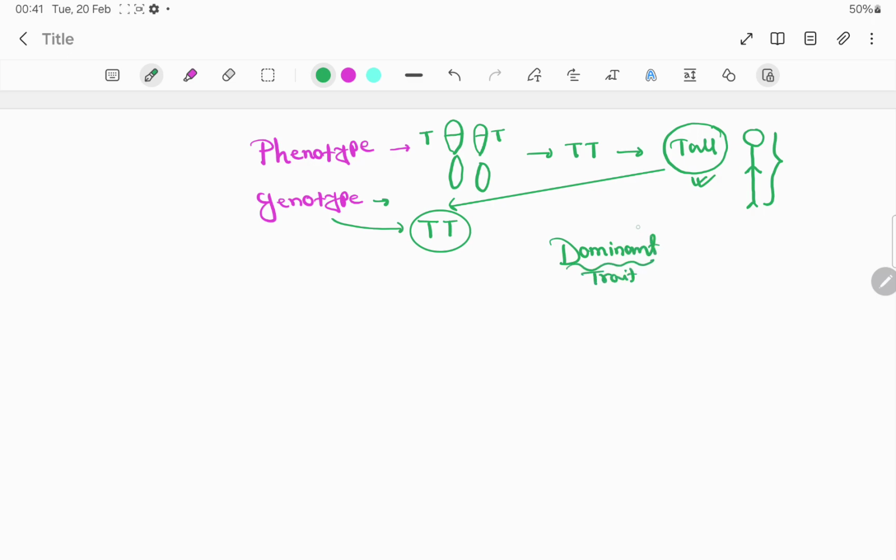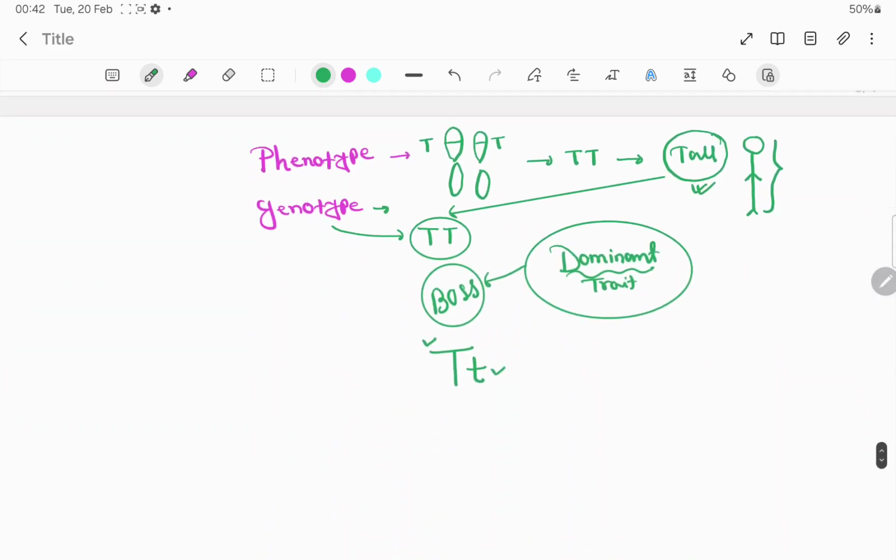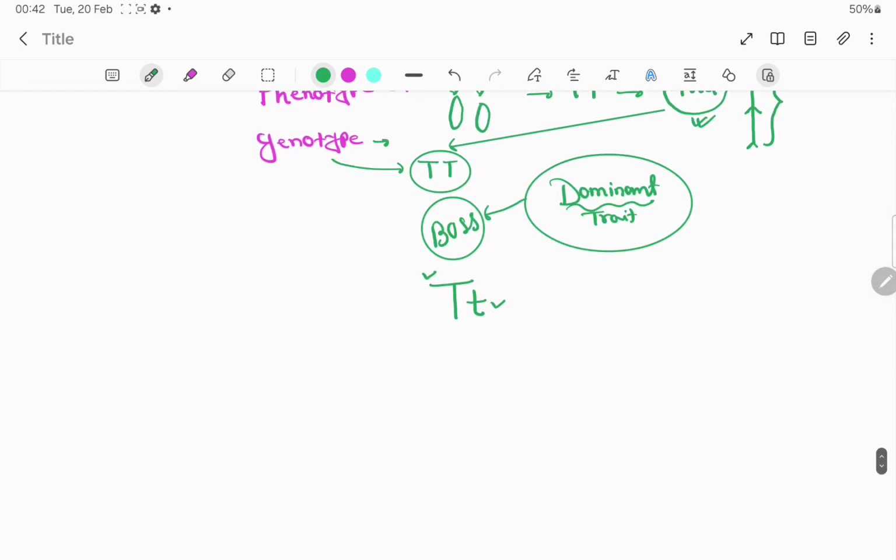And one more thing you will remember: the dominant allele, or the dominant trait, you can consider as a boss. Suppose a dominant allele is there with a recessive allele, just like in this case capital T, small t. Dominant allele, recessive allele, both are present. Both are height determining genes. Its alleles are one capital T, another small t. Now one is dominant, and one is recessive.